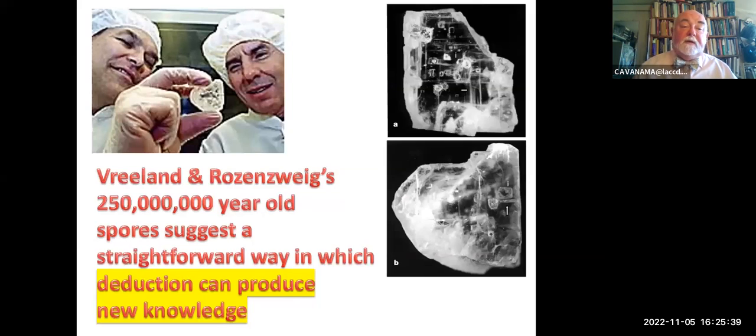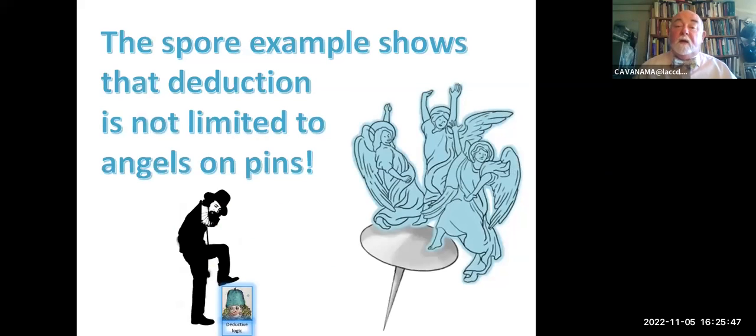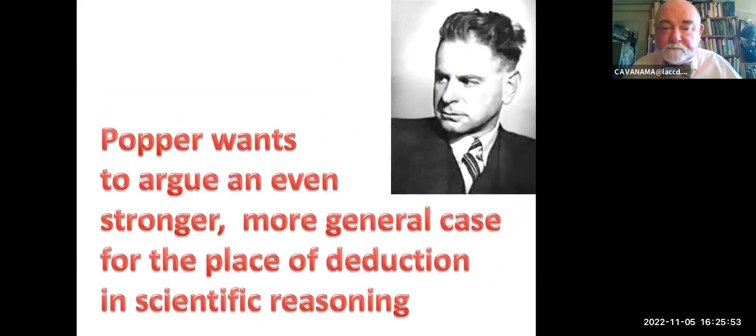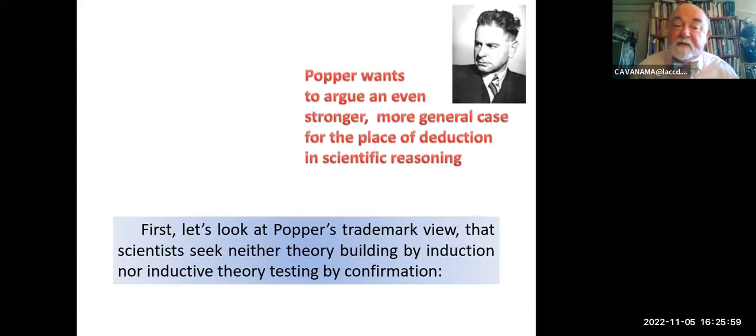But Vreeland and Rosenzweig's 250 million-year-old spore suggests a straightforward way in which deduction can produce knowledge, contrary to what Bacon said. It's not all about angels dancing on the head of a pin. Okay, fast forward to Popper. Popper wants to argue an even stronger, more general case for the place of deduction in scientific reasoning.